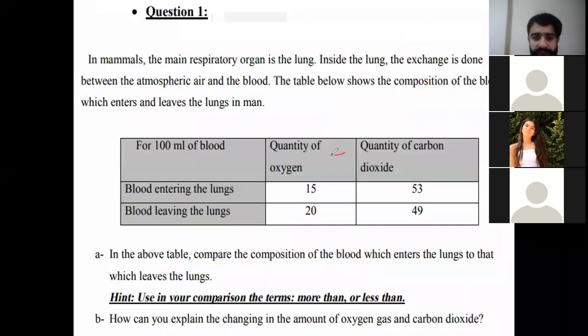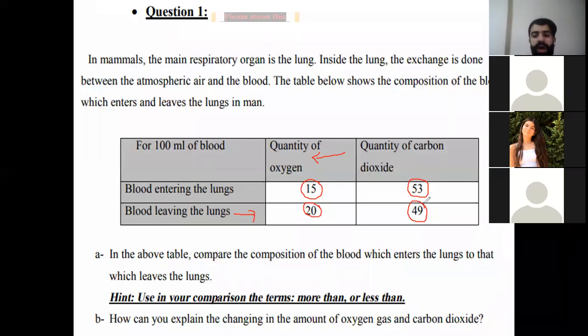The quantity of oxygen in the blood entering the lungs was 15 milliliters, while the quantity of oxygen in the blood leaving the lungs, which is here, is 20. Let's move to the quantity of carbon dioxide. It was 53 in the blood entering, while it becomes 49 in the blood leaving.